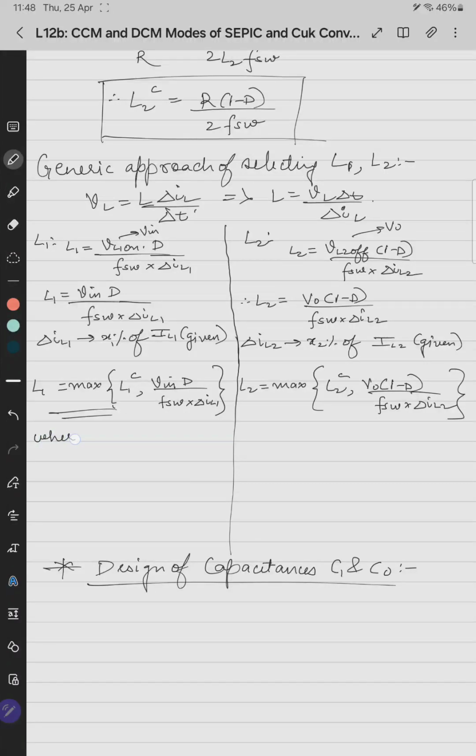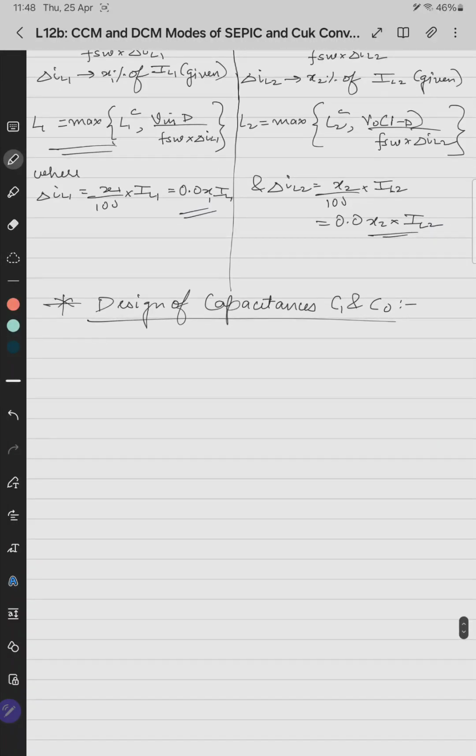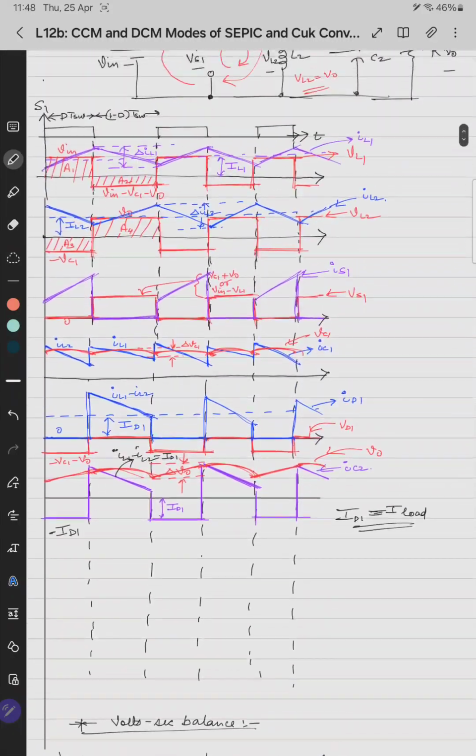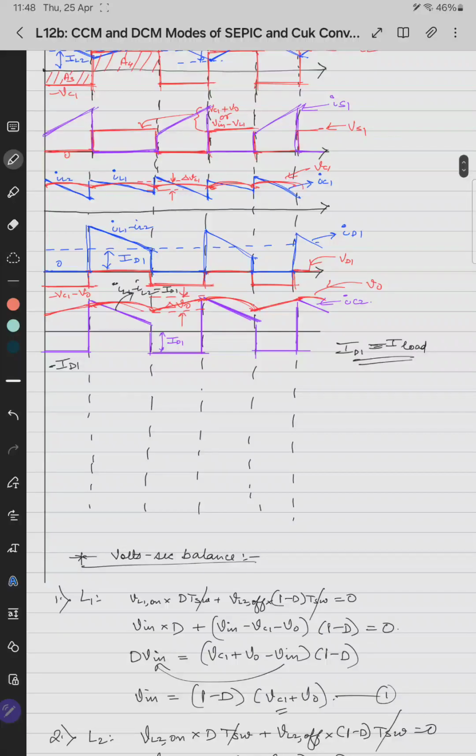As I said, delta IL1 is X1 by 100 into IL1, that is 0.0X1 IL1, and delta IL2 is X2 by 100, some percentage of IL2 which is given to us, 4%, 5%, so like that 0.0X2 into IL2. So this we can select. Now the design of capacitors is by seeing the waveform of the capacitor current.